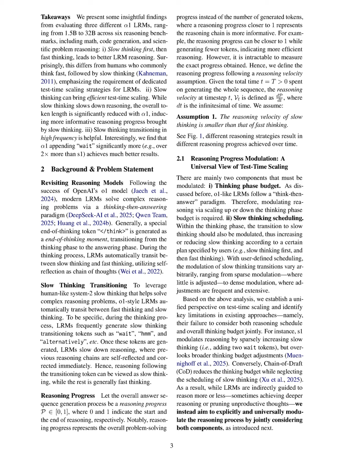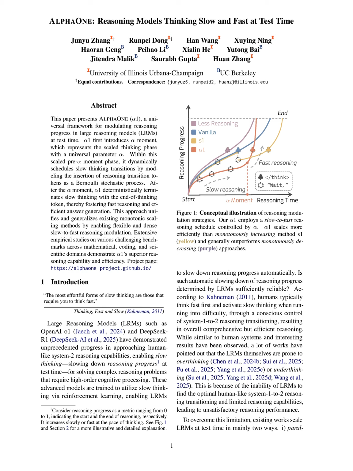Additionally, ALPHAONE effectively addresses slow thinking inertia by implementing a post-alpha moment modulation that encourages a transition back to fast thinking, which is crucial for maintaining reasoning efficiency. Lastly, the framework's ability to scale the thinking phase budget and optimize slow thinking scheduling provides a more flexible and effective approach to reasoning compared to the static strategies employed by the baseline methods.